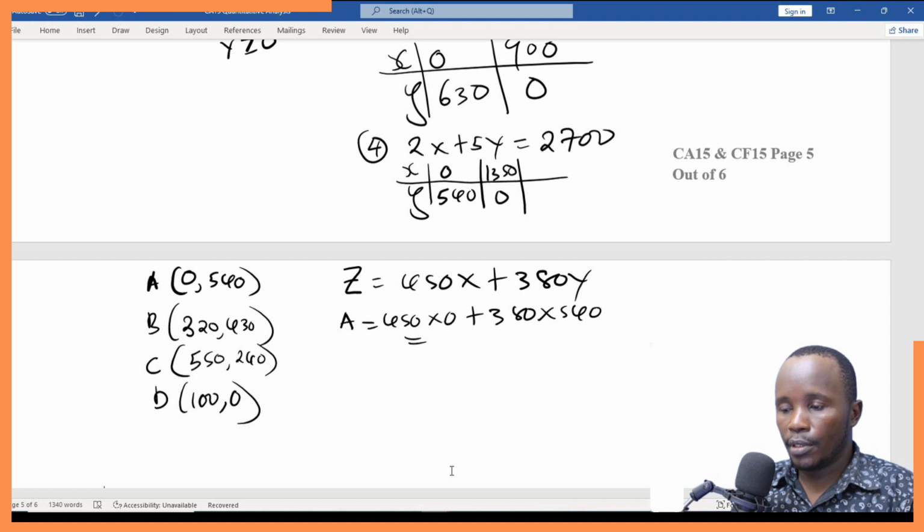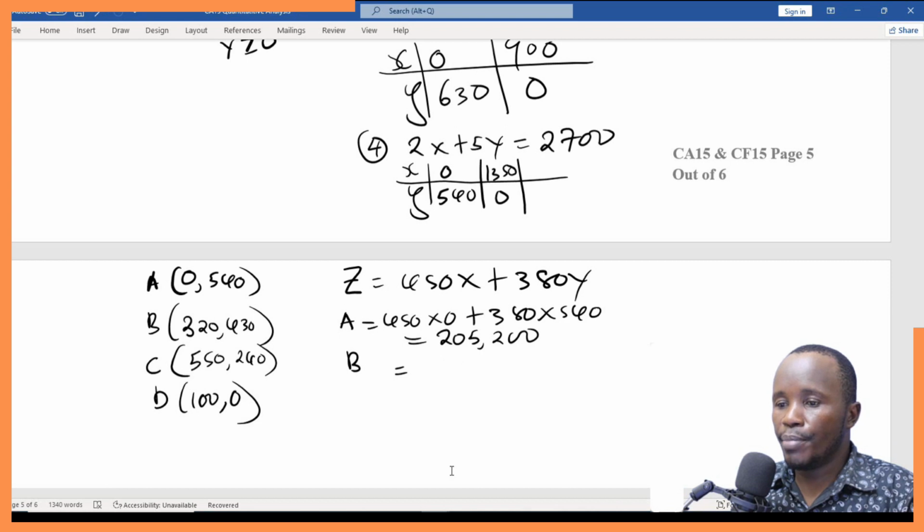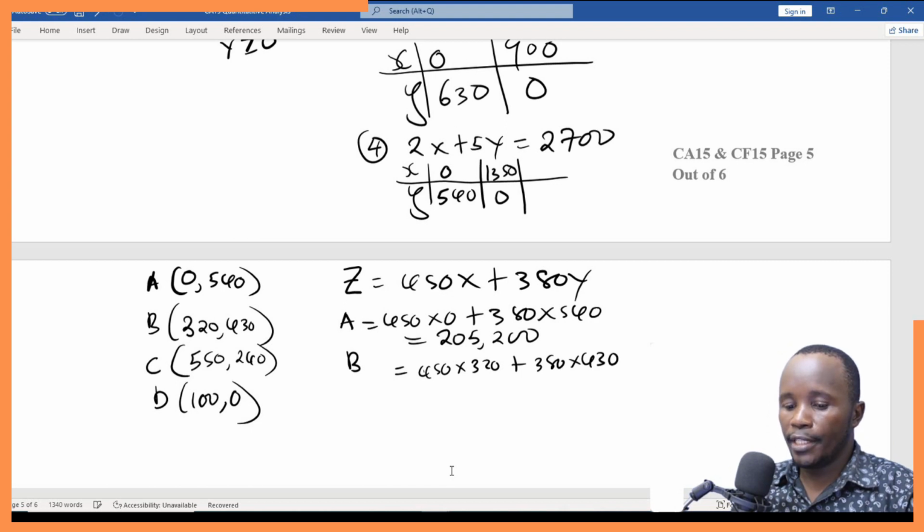380 times 540. This gives me 205,200. I go to B. B has 320 times, it is X is 320, therefore B will be 450. 450 times 320 plus 380 times 430. What do you get here?